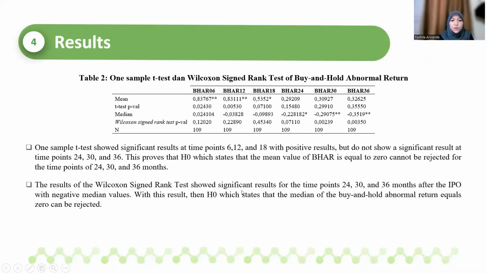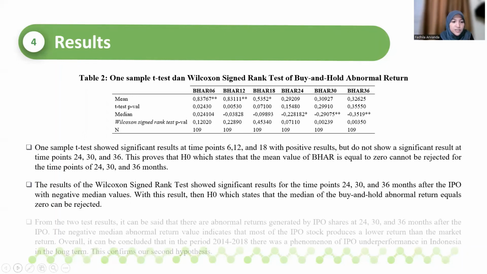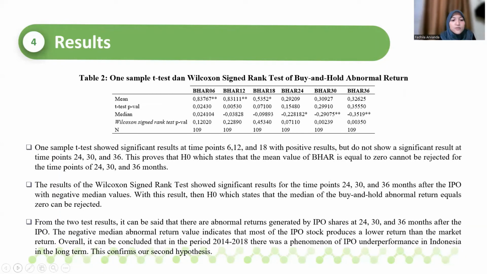But the result of the Wilcoxon signed rank test showed significant results for the time points 24, 30, and 36. With this result, hypothesis 0, which states that the median of the buy and hold abnormal return equals 0, can be rejected. From the two test results, it can be said that there are abnormal returns generated by IPO shares at 24, 30, and 36 months after the IPO.